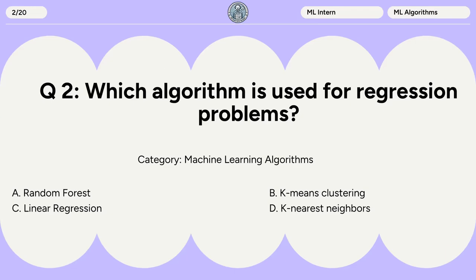Question 2. Which algorithm is used for regression problems? A. Random forest. B. K-means clustering. C. Linear regression. D. K-nearest neighbors.